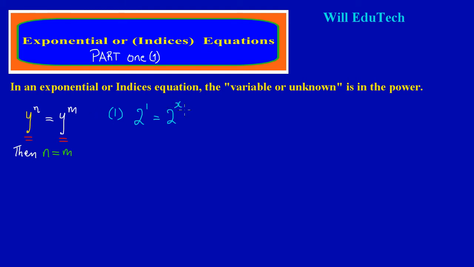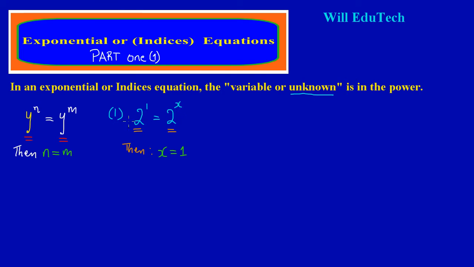If you notice the variable x, the unknown, what we're trying to find, it's in the power. Hence this is an indices equation. Now, I have the same base on both sides. This is a base 2 here, and this is a base 2. Once I can get the same base on both sides, then it is safe to say x must be equal to 1. So in this case the value of x is 1.